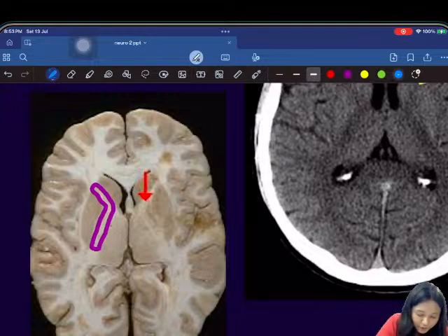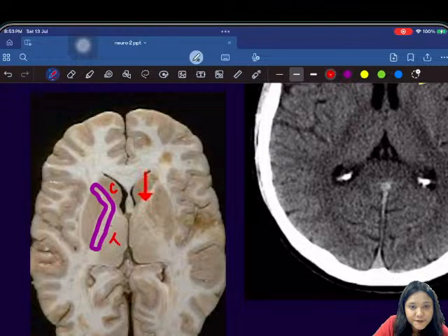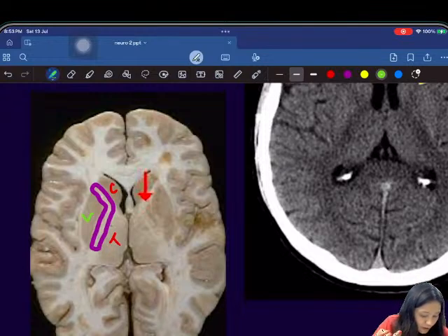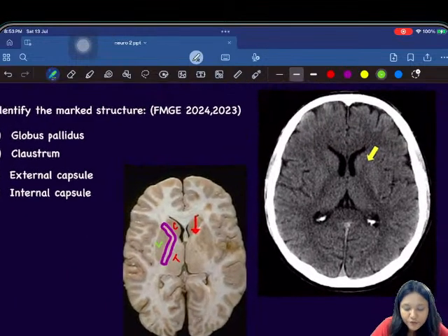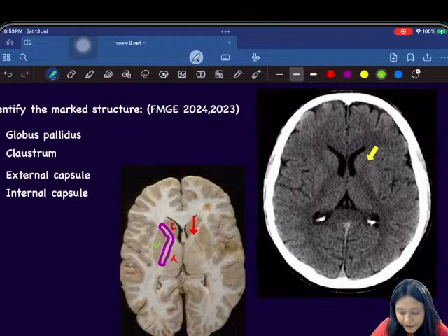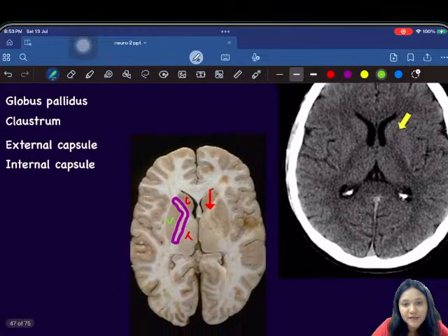Now I have told you that the caudate nucleus and thalamus are present medially and the lentiform is present laterally. If they have asked about a cadaveric image, you might also get a scan next time. The scan was asked in 2023. See how they are changing the pattern. In 2023 they asked about a scan, and in 2024 they are asking about a cadaver. So you have to see both ways.